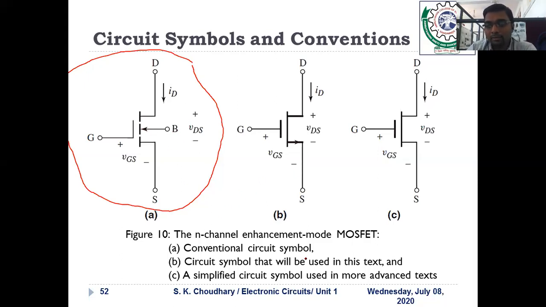The second symbol is also used in lots of books, but mostly it is used in digital electronics. The arrow is coming out and going towards the source. It is called the N-channel MOSFET. And the third one is also used in digital electronics.